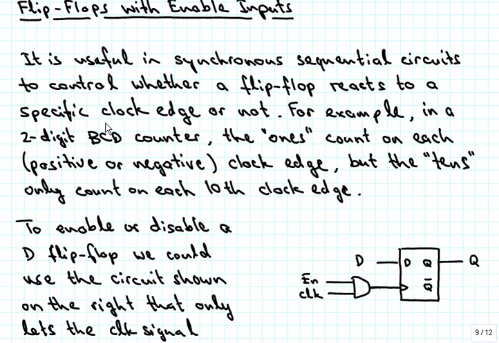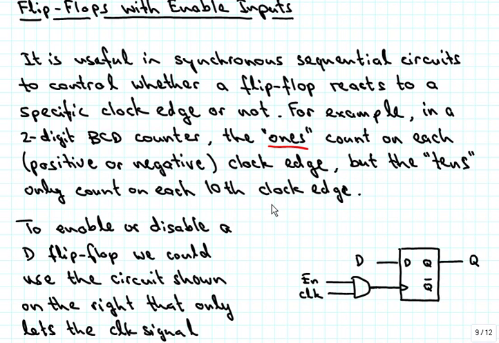An example would be if we make a 2-digit BCD counter, then we could make 2 modules for counting up 0, 1, 2, up to 9, and then back to 0 again. And then the ones part of the counter would have to count on each positive or negative clock edge, but the tens counter would only count on each tens of the clock edges. And so we would then want to be able to disable the reaction of the tens counter, so that it only counts every 10th clock, and the other 9, it is not joining in on incrementing when the clock is happening.